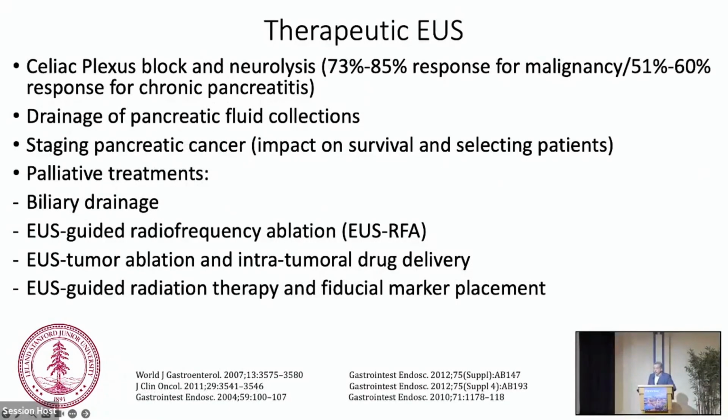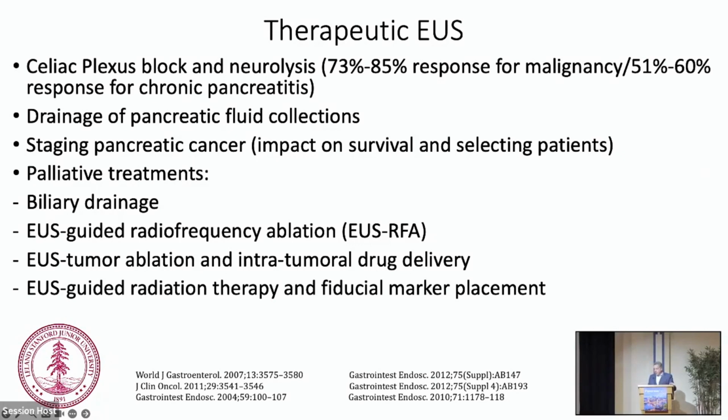So I wanted to touch upon the therapeutic EUS, and what we use it for in the pancreas primarily is celiac plexus neurolysis for malignancy and or for chronic pancreatitis. This is important. I wanted to ask Dr. Zing this, so I'll talk to him later, but the response that we see in pediatrics is much better than in adults, and we're actually gathering our data to publish in chronic pancreatitis. I don't know if you have an explanation for this.